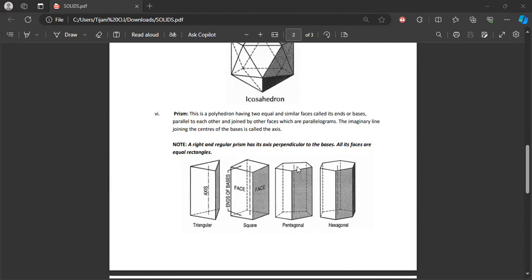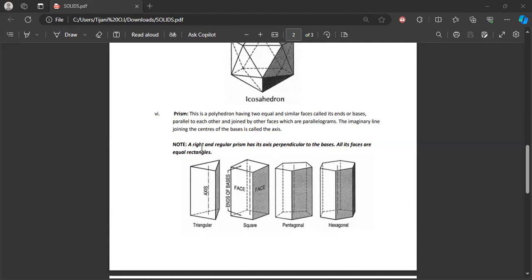Likewise, pentagonal prism and also hexagonal prism, each of them has its own shape, which we use to call it the ends. So a pentagonal prism has a pentagon as its ends on both sides. So that makes us call it a pentagonal prism. And a hexagonal prism has a hexagon at its ends. That makes us call it a hexagonal prism. So let's take note of that.